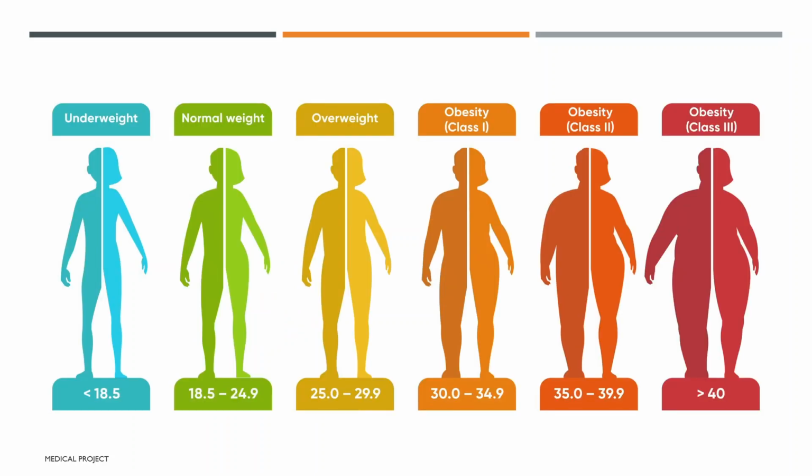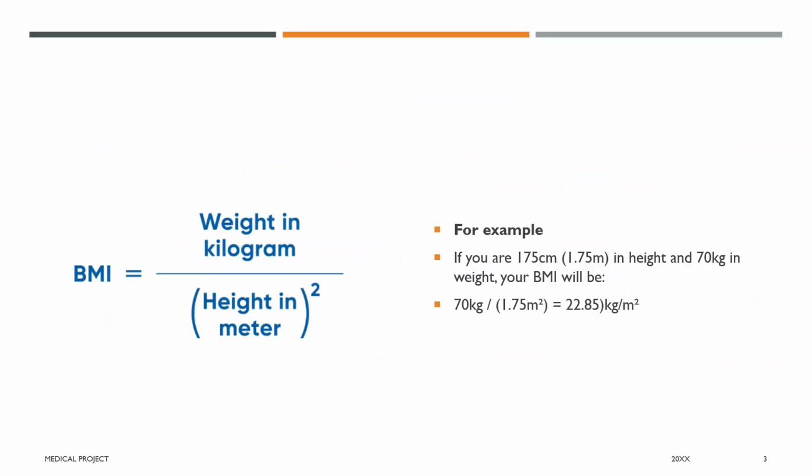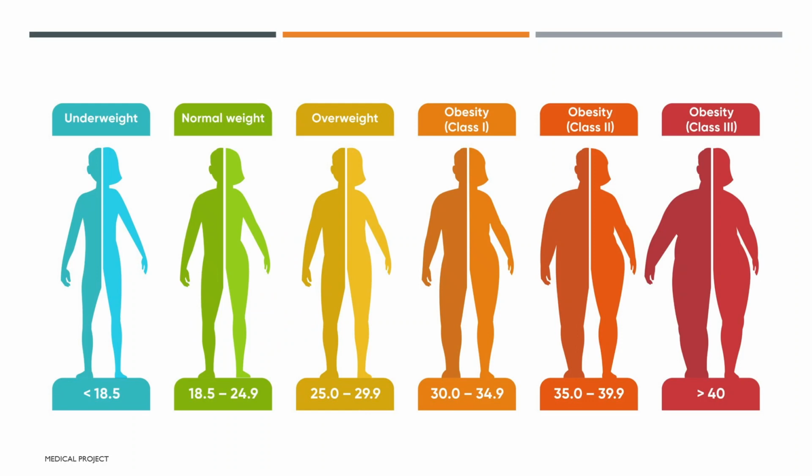If you pay attention to the screen, you would see an illustration to figure out from your BMI if you are underweight, normal weight, overweight, or even obese. You can see here that for the obesity class, we have three classes: class 1, class 2, class 3. Going back to the example we gave, assuming your BMI is 22.85 kilograms per meter squared, that means you would be regarded as someone who has a normal weight.